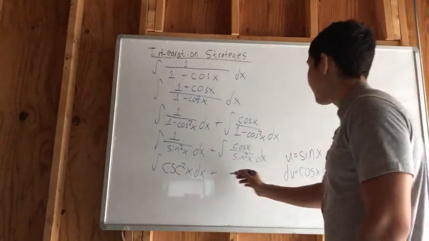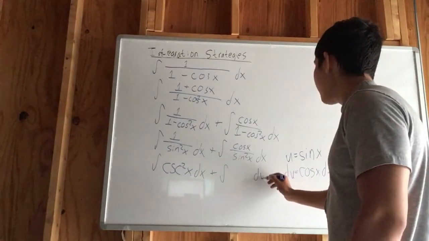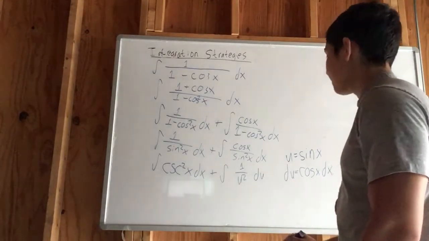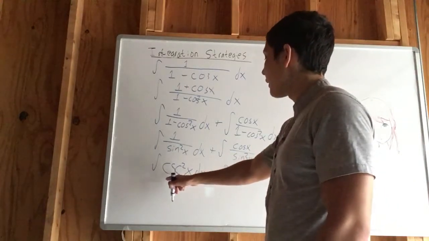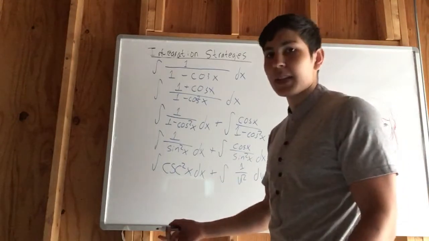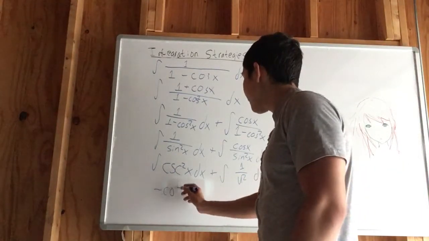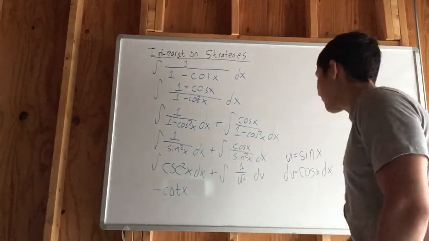So now we can back substitute this. This is du over u squared, or 1 over u squared. The first one is already solved, pretty much. This is just something that you have to remember, that the integral of cosecant squared of x happens to be negative cotangent of x. This is negative cotangent of x.